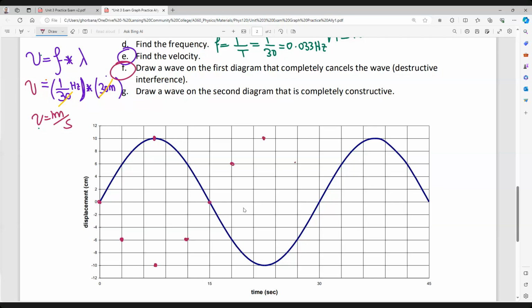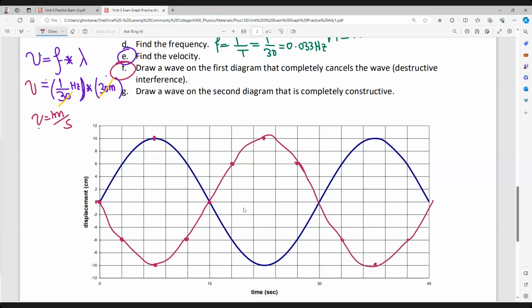And then the same thing. So what does it mean? It means that I need to connect all these points together. It's better just to use the points, and then connect these points. Good. So they completely cancel each other.